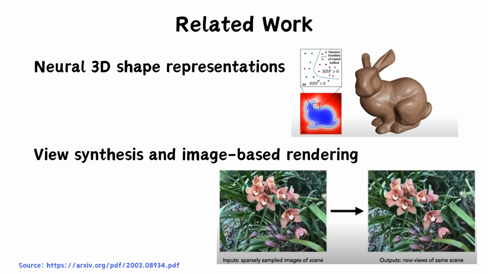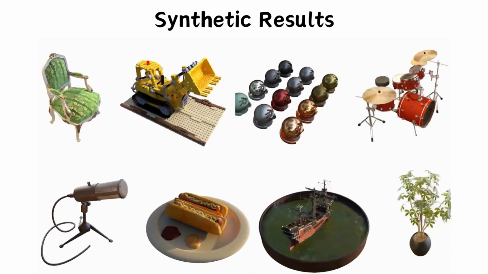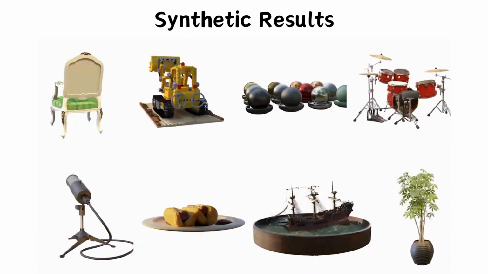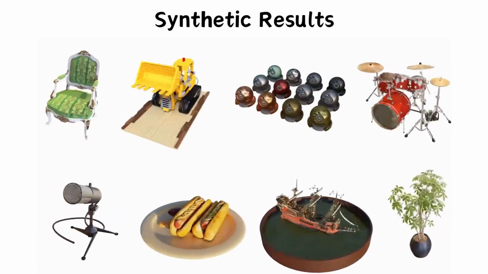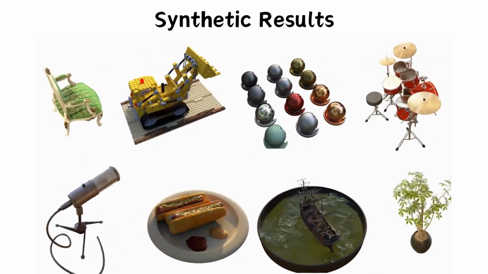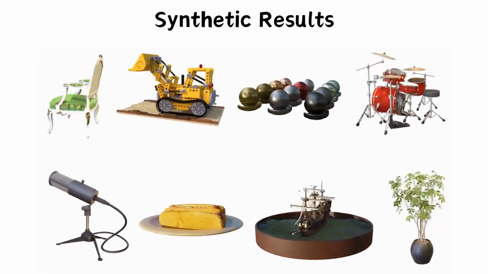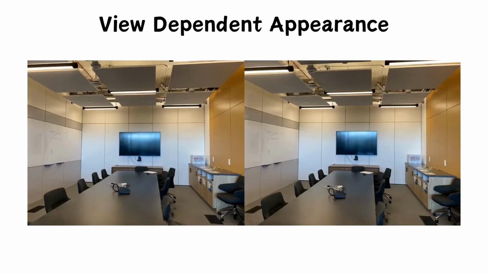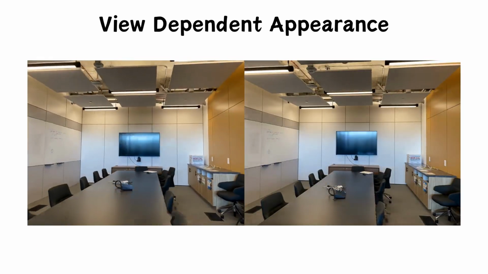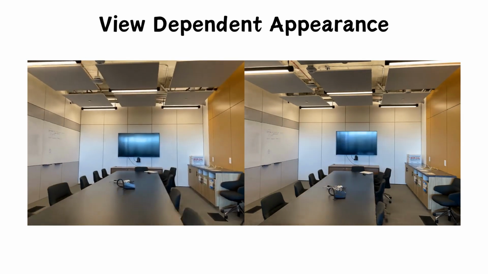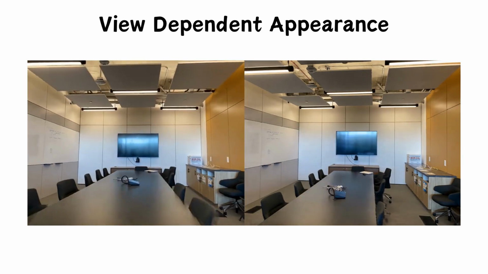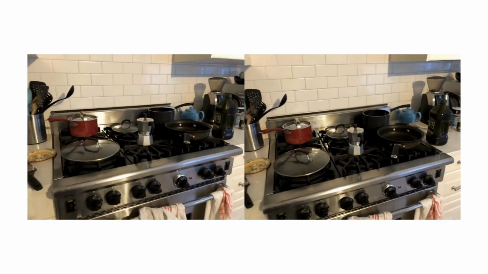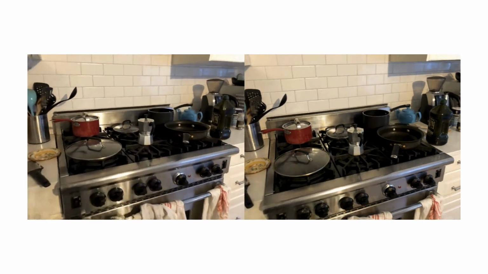Coming to the results section, here are results on a synthetic dataset of path traced objects with realistic non-Lambertian materials. The next is view dependent appearance. Here we can visualize the view dependent appearance encoded in our NeRF representation by fixing the camera viewpoint but changing the queried viewing direction.